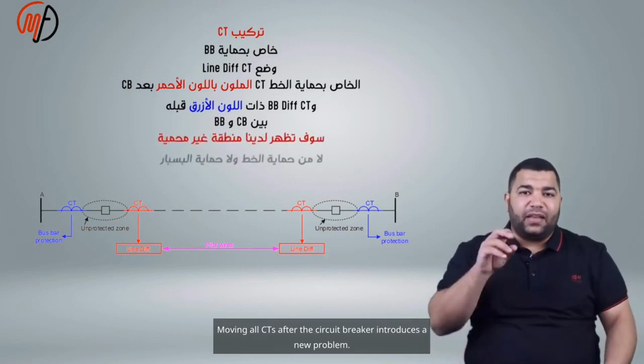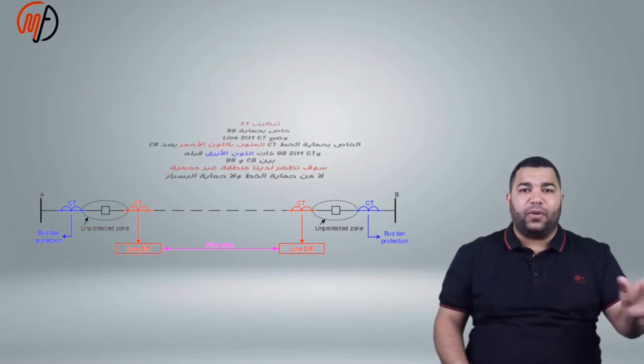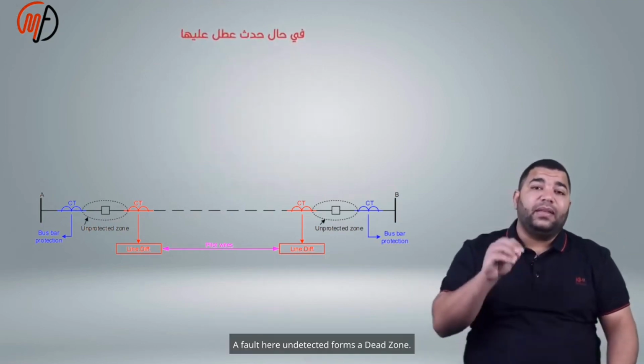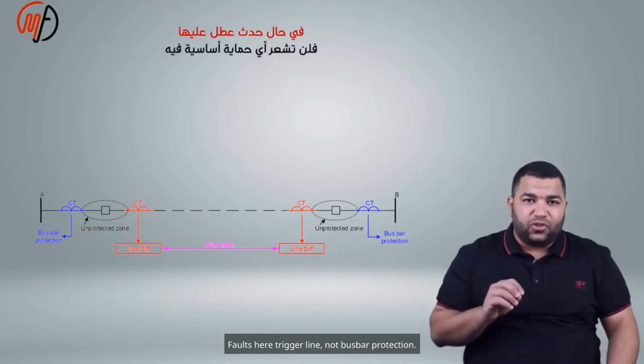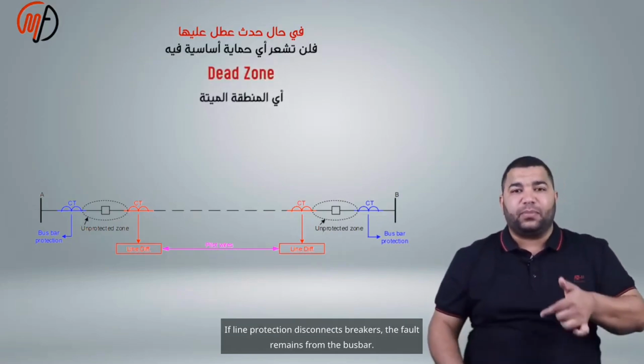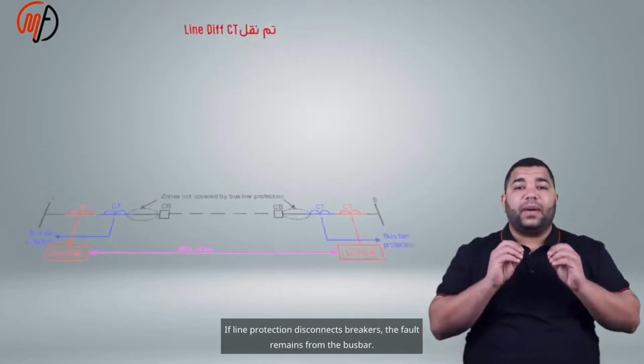Moving all CTs after the circuit breaker introduces a new problem. A fault here, undetected, forms a dead zone. Moving the line differential CT creates another unprotected area. Faults here trigger line, not bus bar protection. If line protection disconnects breakers, the fault remains fed from the bus bar.